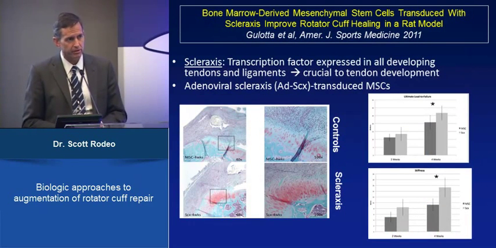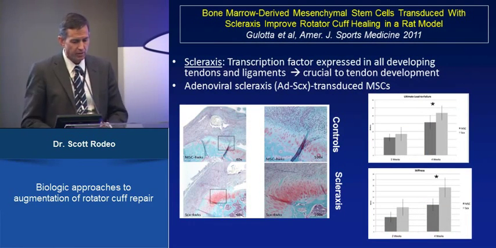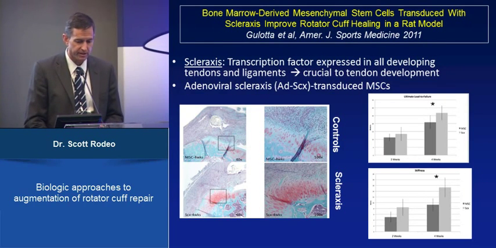So we went on in this model and took these same cells, same model, and we looked at scleraxis. Now, scleraxis is a transcription factor that is expressed in all developing tendons and ligaments.